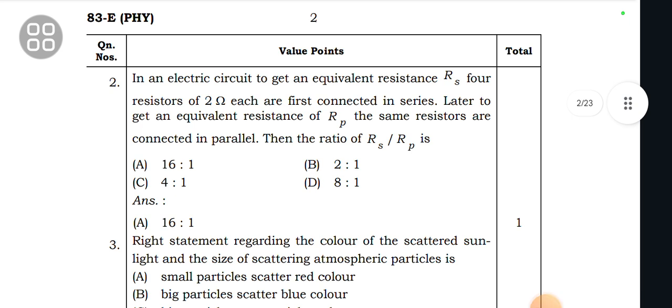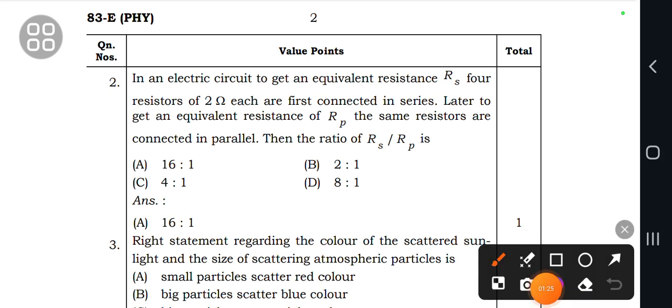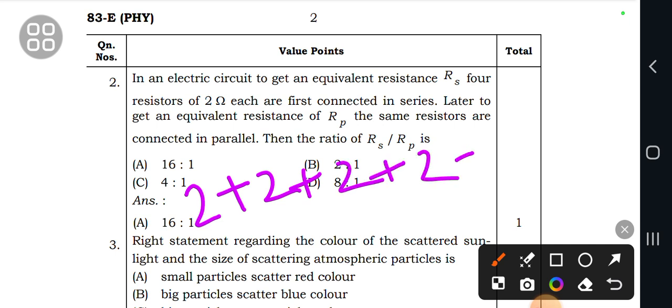Here, in an electric circuit to get an equivalent resistance RS, 4 resistors of 2 ohm each are first connected in series. Later, they get an equivalent resistance of RP when the same are connected in parallel. We need the ratio of RS to RP. You can solve this question with the series and parallel resistor formulas. First, for case 1, it is in series, so I'll add all the resistors: 2 plus 2 plus 2 plus 2 is equal to 8.